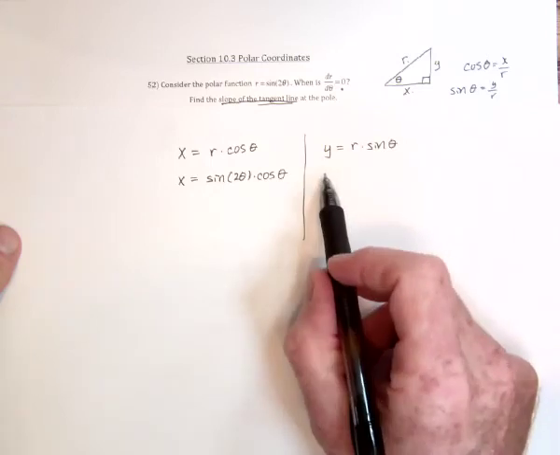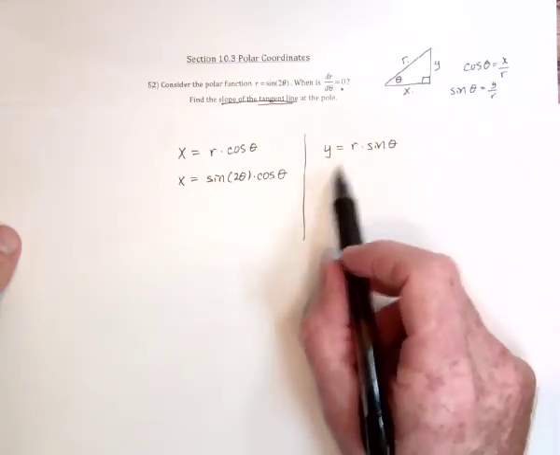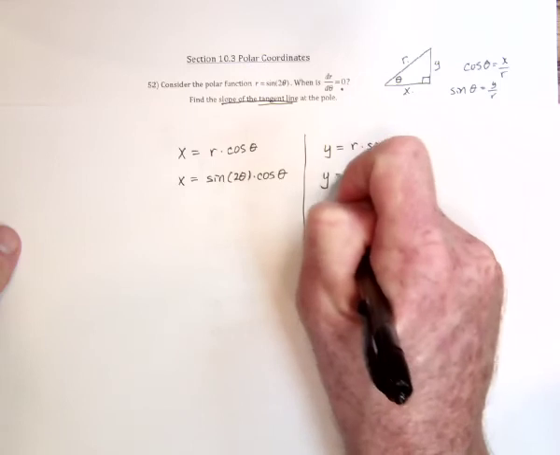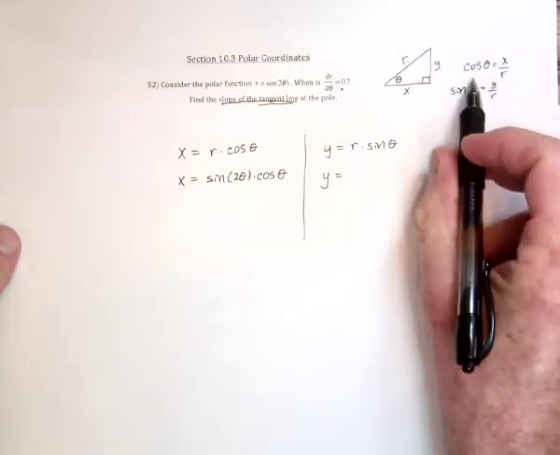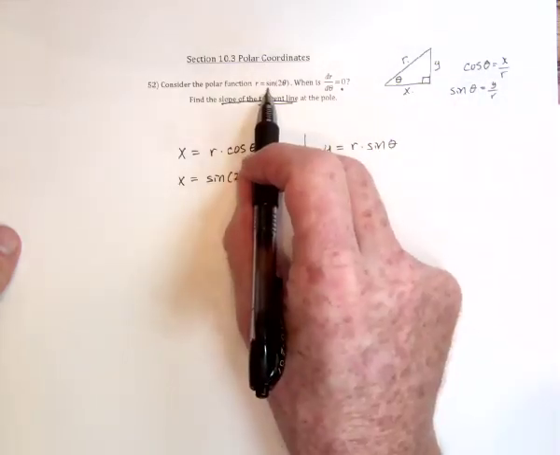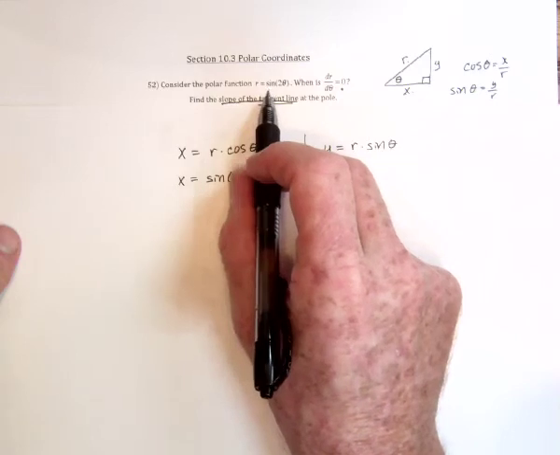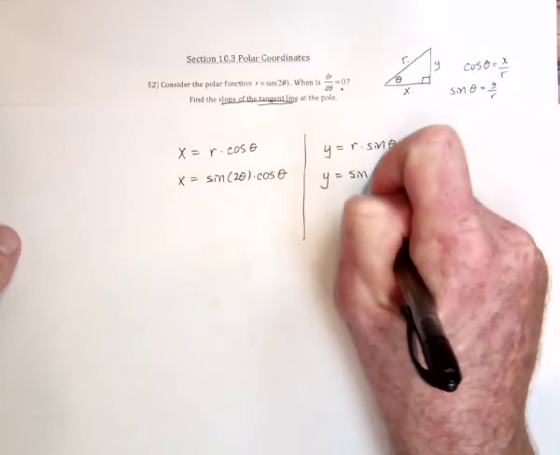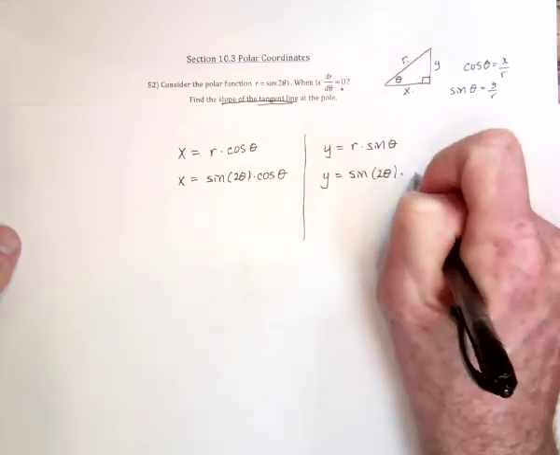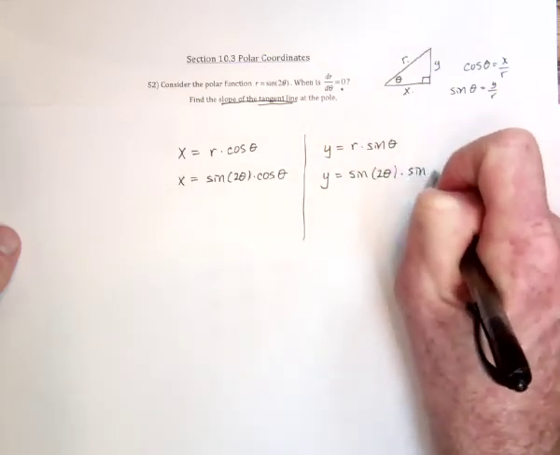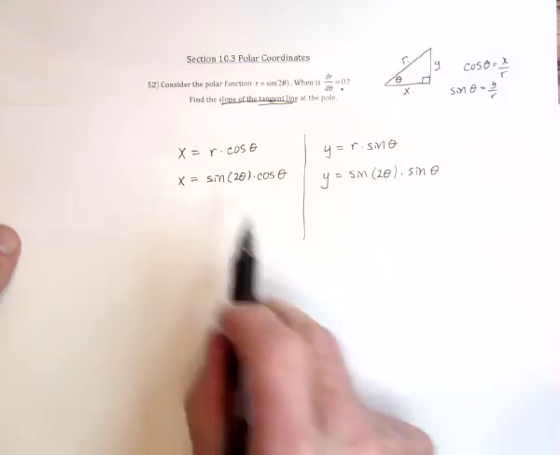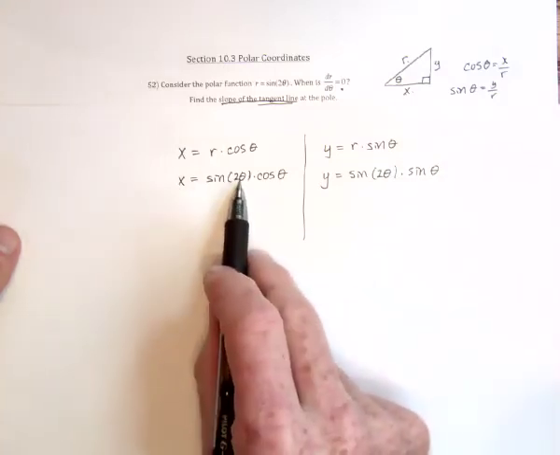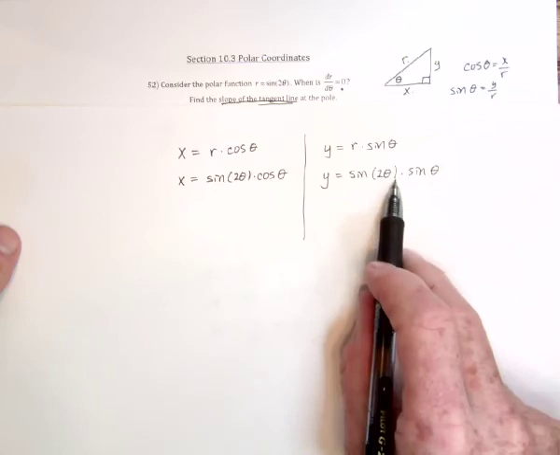So for this one, replace r with what we have for our particular function. These are general formulas. Then you apply your particular information, that here r is equal to sine of 2 theta. Now we have x as a function of theta and y as a function of theta.